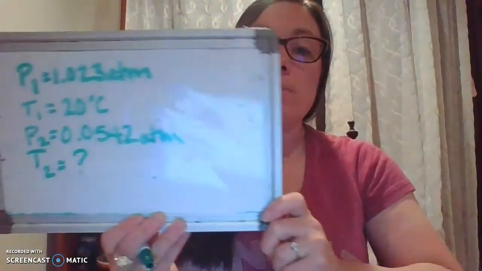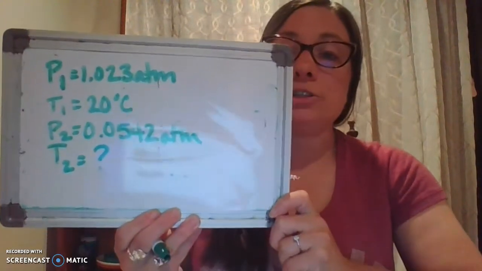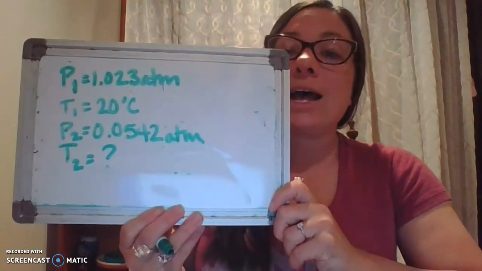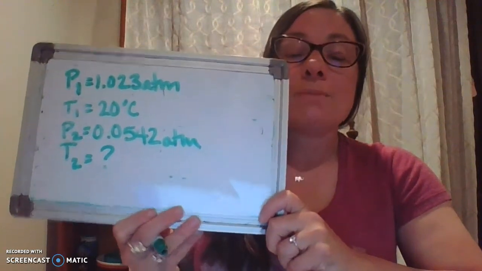Okay, so here's what I know. This is what I've been given in the problem. I'm solving for pressure 2. No, I'm sorry. I'm solving for temperature 2. And I know all of the other variables. So we're going to start off again by converting your temperature. We're going to take our first temperature, 20 degrees Celsius, add 273. We have 293 Kelvin as our temperature 1.